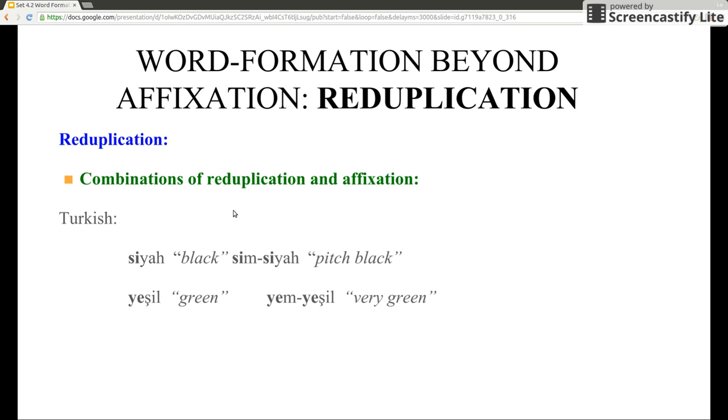Here is another example. So in Turkish, siyah is black, and we can reduplicate the first syllable of this word, and we got sim siyah, which means pitch black. And for green, we can do the same alternation. Yeşil, and we have yem yeşil, very green. Okay, sure.